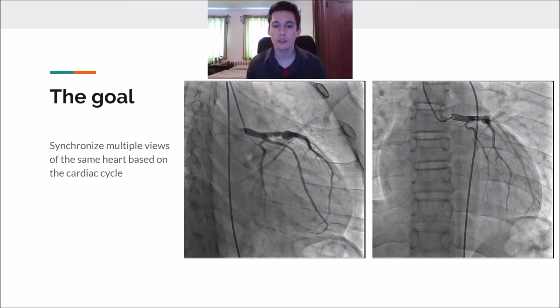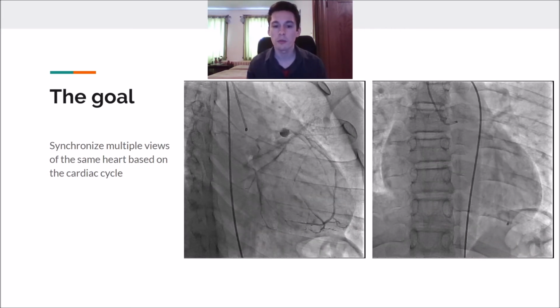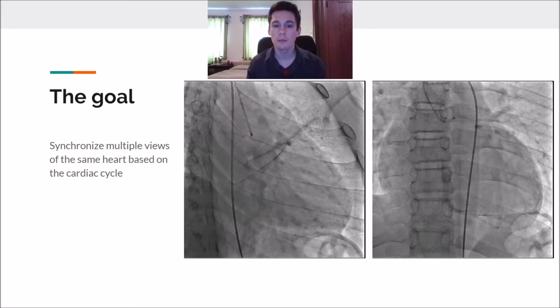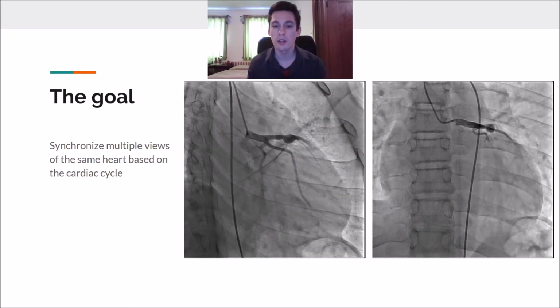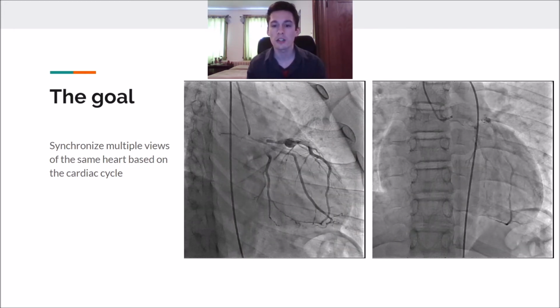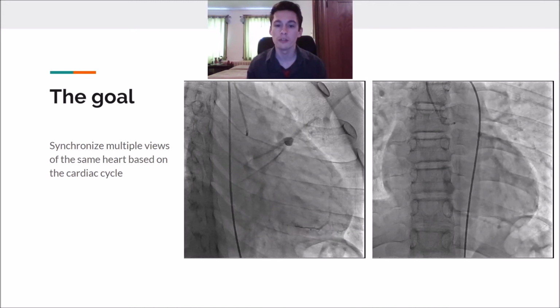The goal of my project is to synchronize different views of the same heart based on the cardiac phases, and this can be done by slowing down one of the two videos.